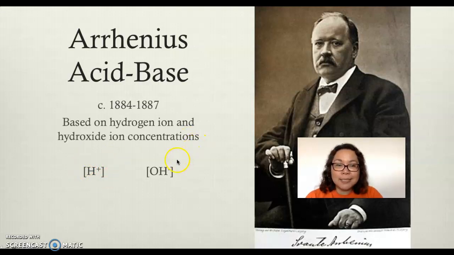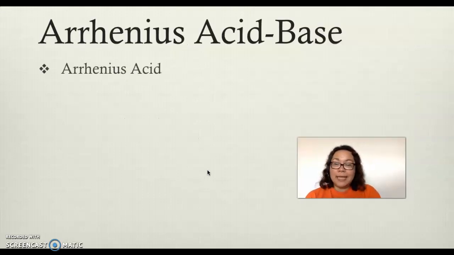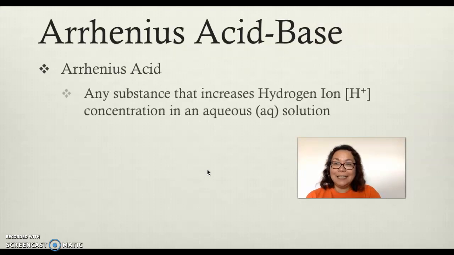Now for hydroxide, it's a polyatomic ion and it is a negative ion. Oxygen and hydrogen covalently bonded, and again, the brackets represent concentrations. So he described acids and bases based on how many hydrogen ions or hydroxide ions there are in the solution. For example, an Arrhenius acid is any substance that increases the hydrogen ion concentration in an aqueous solution.